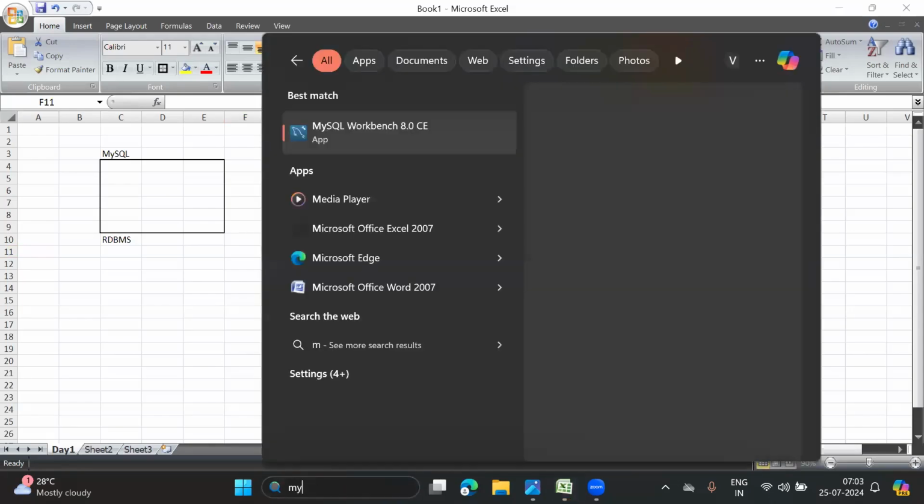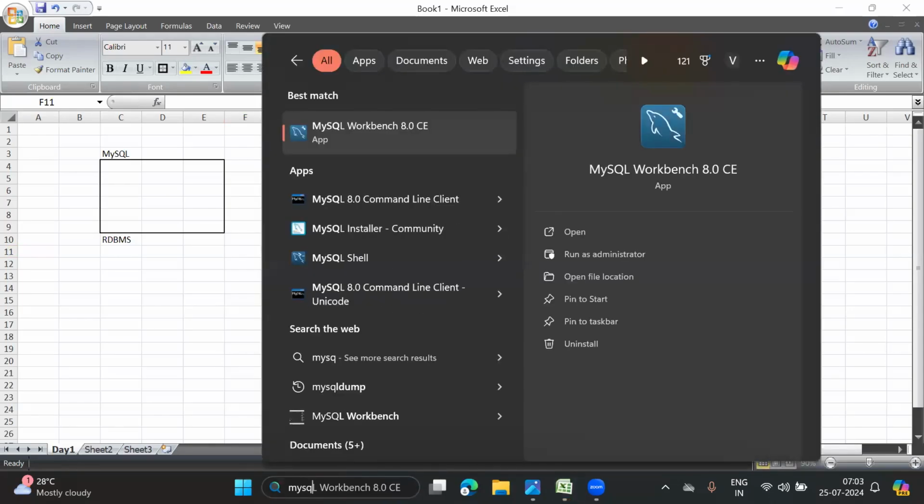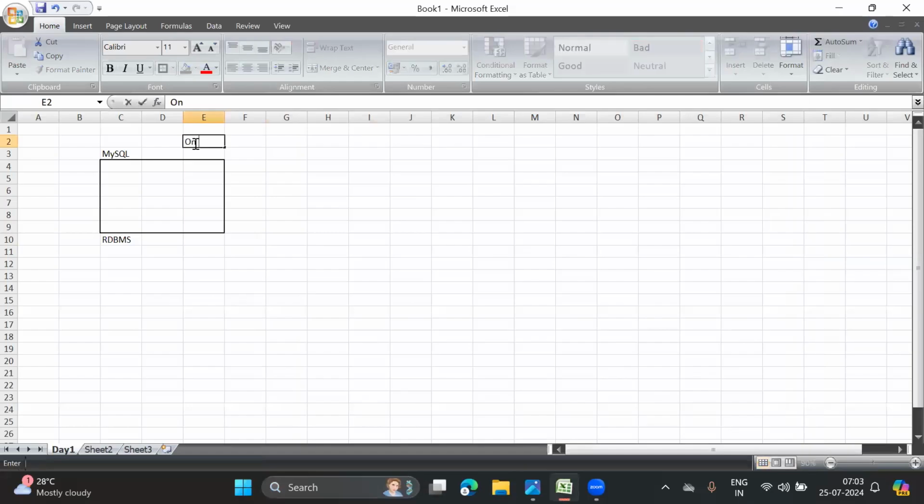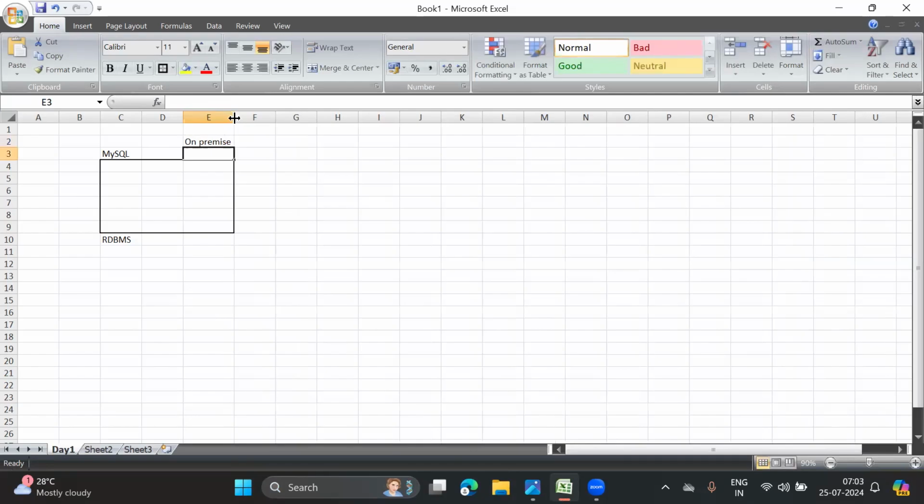Now I have MySQL installed on my system. Right now it is MySQL Workbench 8.0. If, for example, one year later or six months later, Workbench 8.1 comes, then it is my responsibility to upgrade it. If during the upgrade I face some issues, I have to look into it or Google for that. I have to do everything. It is my responsibility. So this was the concept previously, that it's on-premise. On-premise means everything is on my premises and I have to take care of it. I am responsible for it.